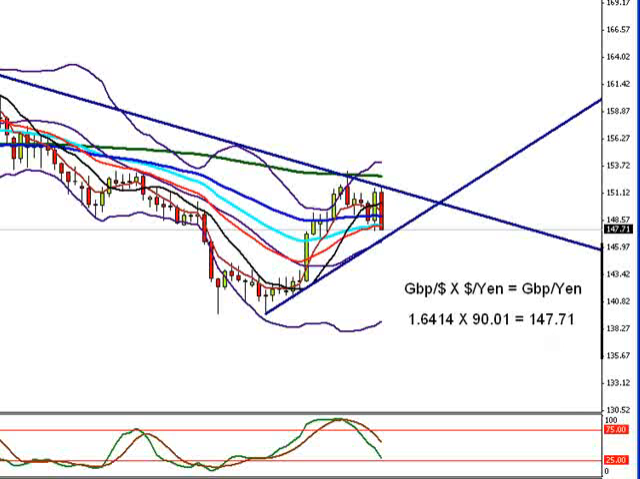Now, if you're in more than one yen trade next week with all the volatility, you could get badly burned.